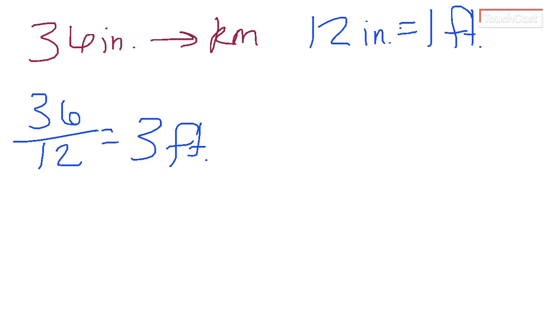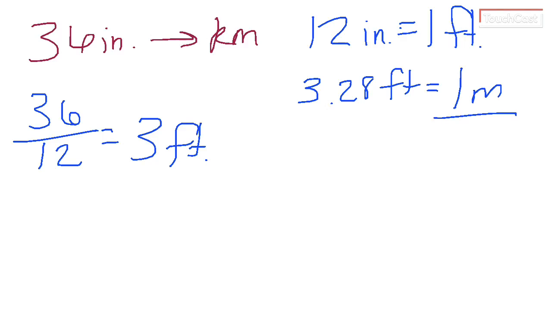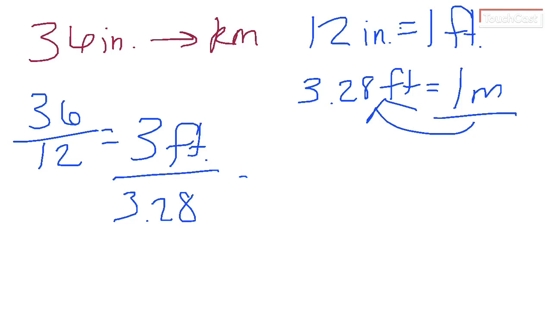Now I also know that 3.28 feet equals 1 meter. And so again, our meters are significantly larger, and so we're going to divide by 3.28. Okay, so 3 divided by 3.28, you just type it in your calculator if you need to, and you get 0.91 meters. So at this point we've successfully transferred it over to the scientific units we're used to.